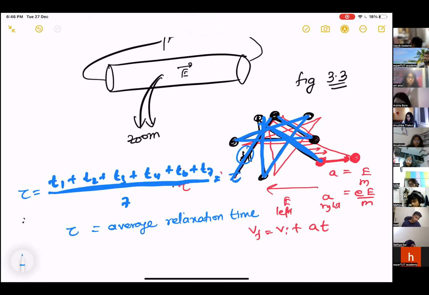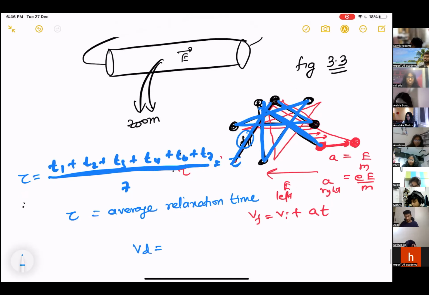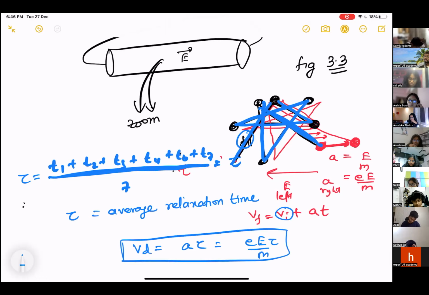And your drift velocity therefore is, so see, initial Vd is 0, acceleration A into tau, and therefore Vd is E tau by m. This is important. This is the drift velocity with which the electrons drift in the direction opposite to the electric field. This drift is causing current.